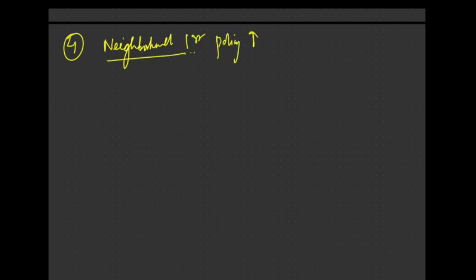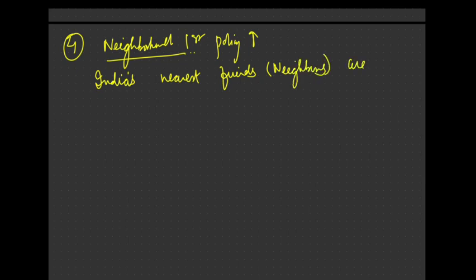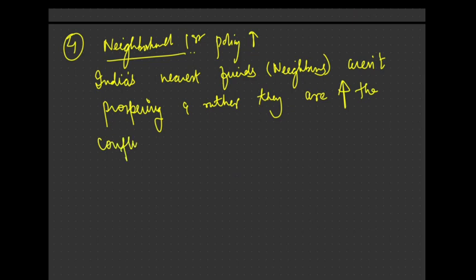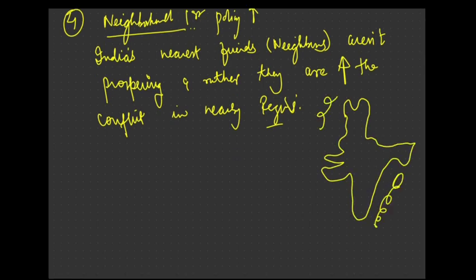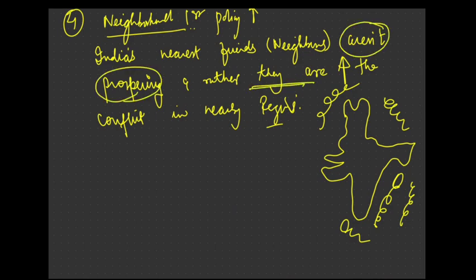Now the fourth point is also very important because India has a neighborhood first policy. Neighborhood first policy we have. In this policy, we need to be very cautious that India's nearest friends, that is neighbors, are not prospering. This is one of the biggest challenges, and rather they are increasing the conflict in nearby regions. If you see this broad map of India, you already have two adverse neighbors, but the other immediate neighbors are turning hostile or are not prospering, and therefore they are increasing conflict.